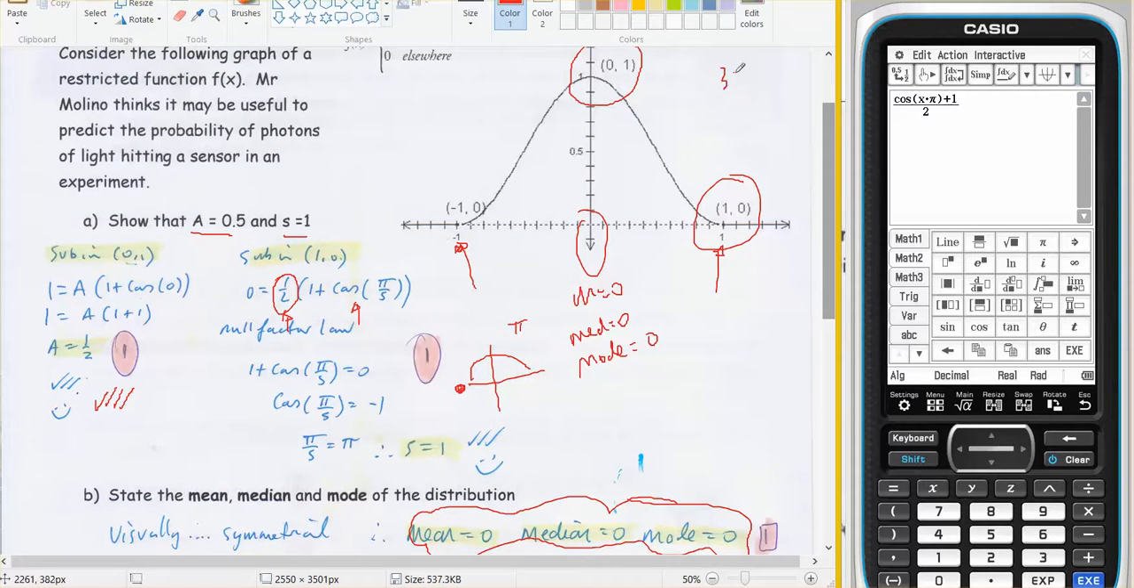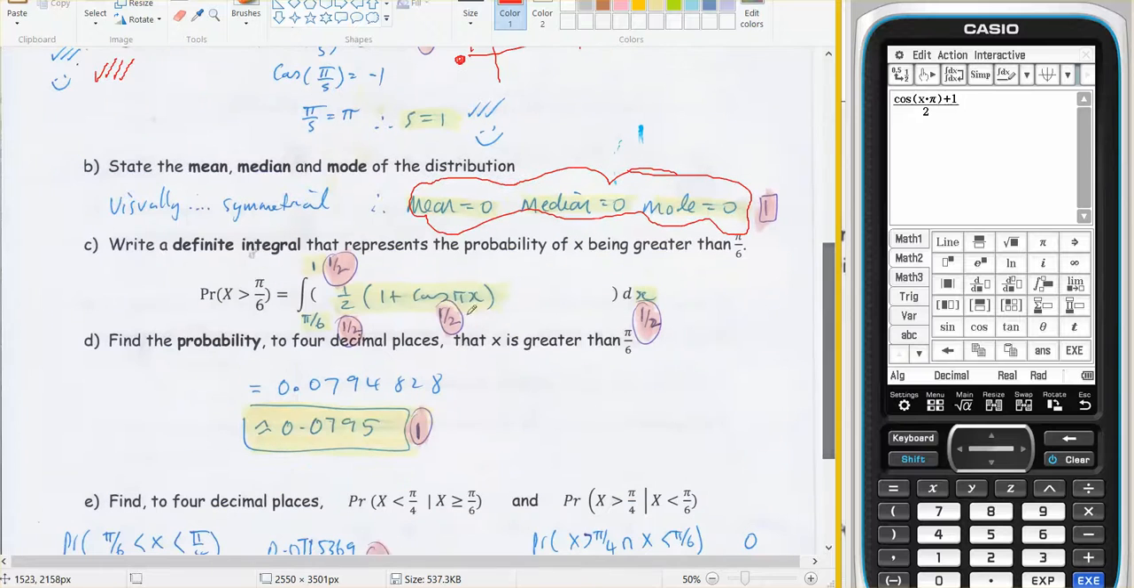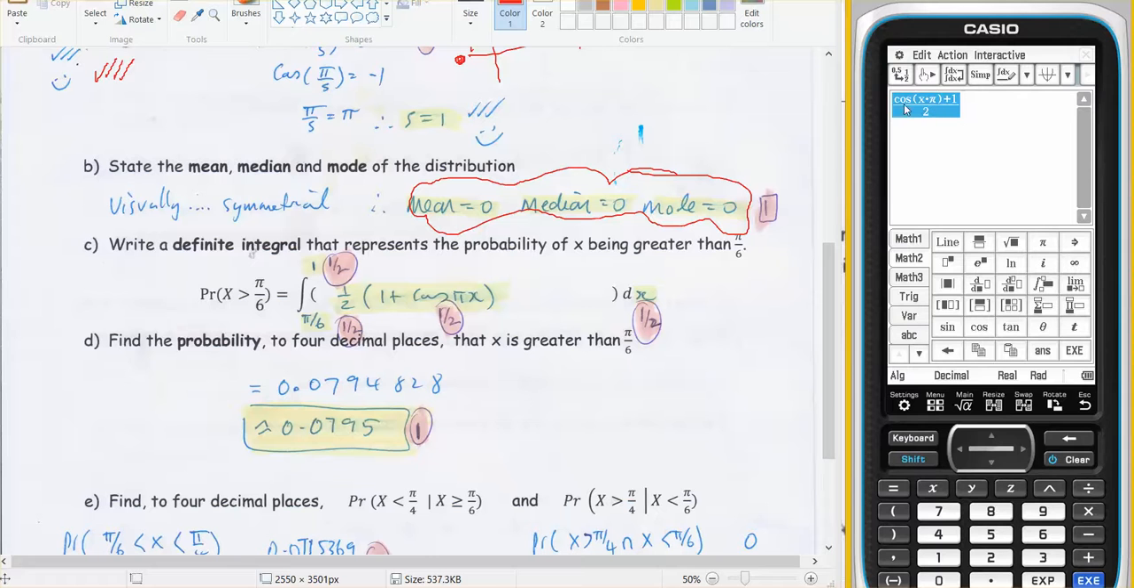Pi is about 3.142, on 6 it's around about a half, so we're looking at this area here, and the definite integral would be from pi on 6 to 1 of a half bracket 1 plus cos of pi x close bracket dx.